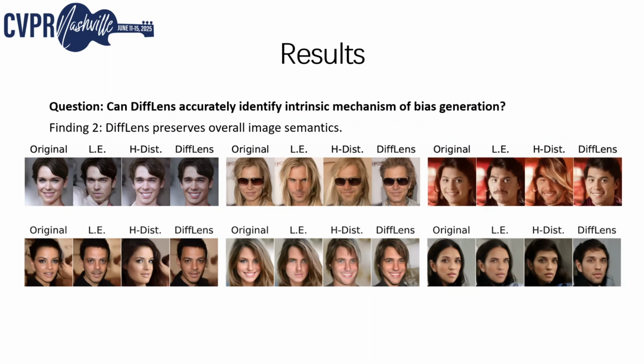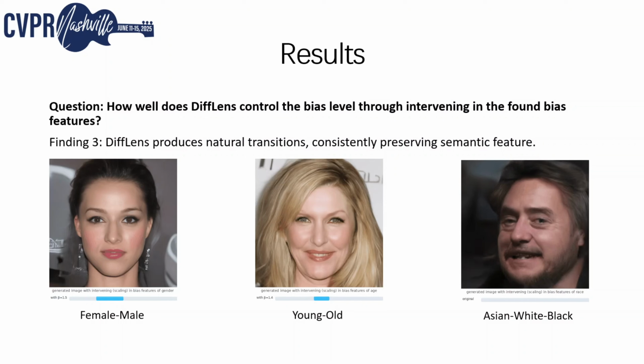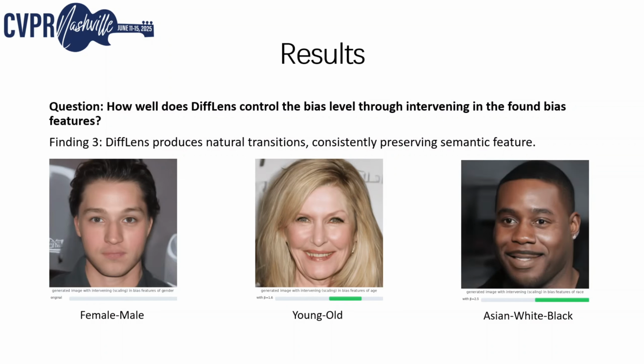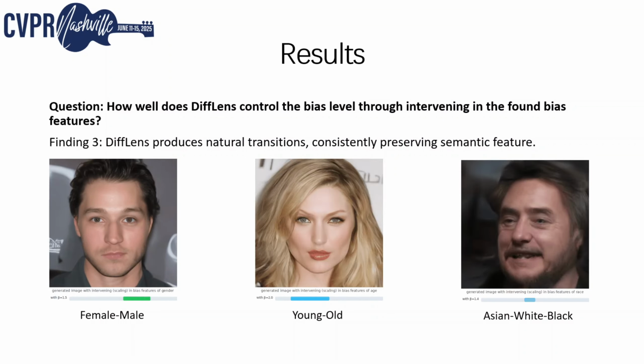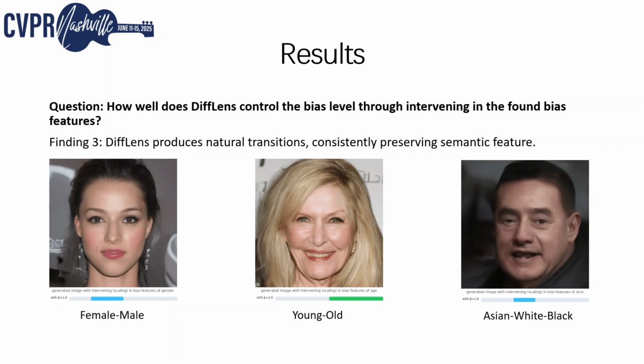These images show that our method accurately identifies and modifies only the target bias features, while other methods might distort non-target attributes like eyeglasses or facial expressions. DiffLens preserves the overall image semantics remarkably well. The precision translates directly into fine-grained control. You can see smooth and consistent transformations along gender, age, and race axes, preserving semantic features throughout.